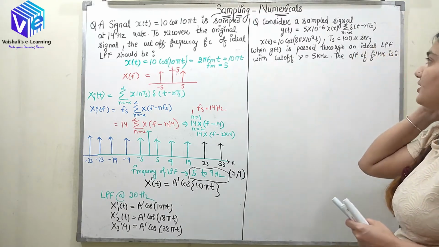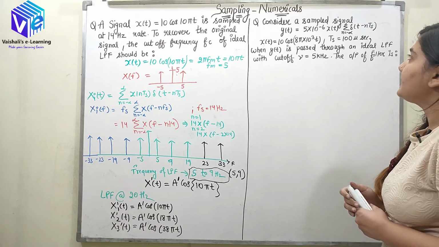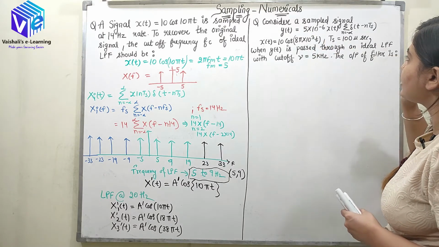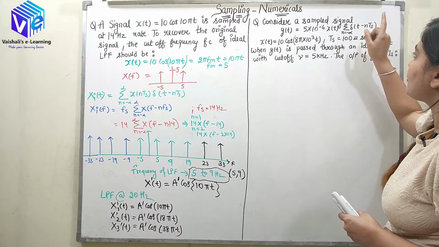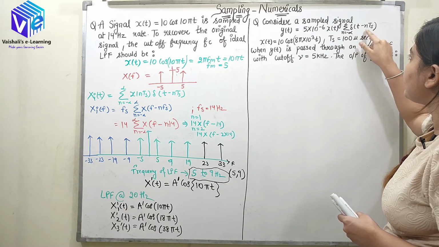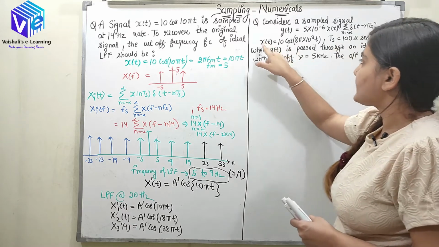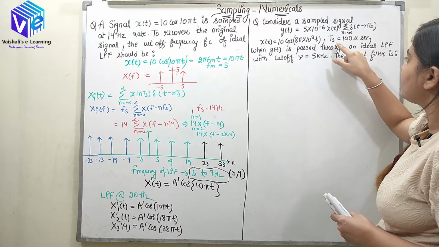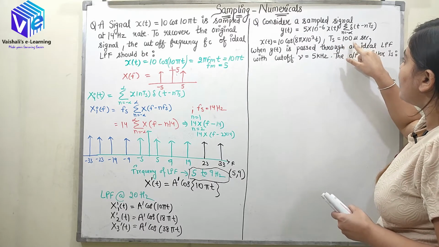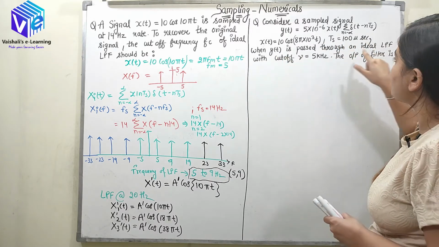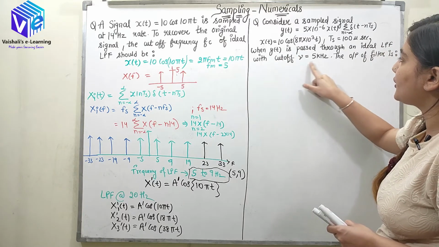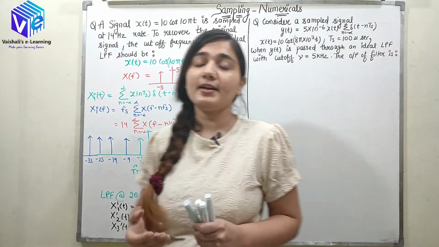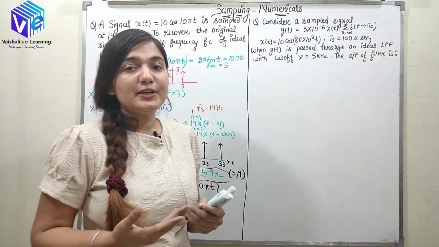So now coming to question number 2, it states, consider a sampled signal y t is equal to 5 into 10 raised to power minus 6 x t, summation n is equal to minus infinity to infinity, delta t minus n Ts. x t is 10 cos 8 pi into 10 raised to power 3 t. Sampling time is 100 microsecond. When y t is passed through an ideal low pass filter with cutoff frequency 5 kilohertz, the output of the filter is, so here we need to know the amplitude also.